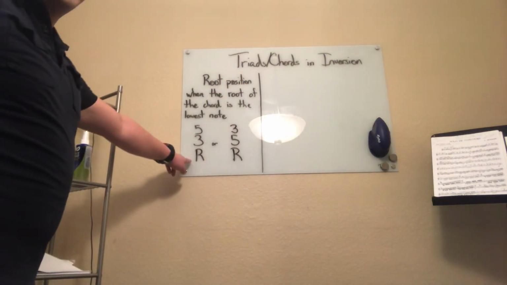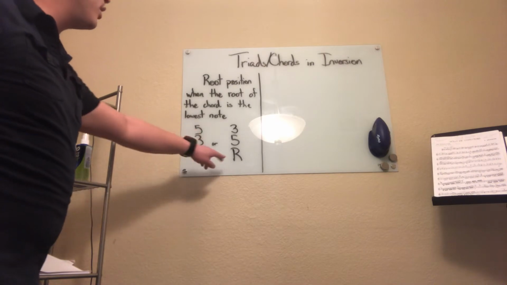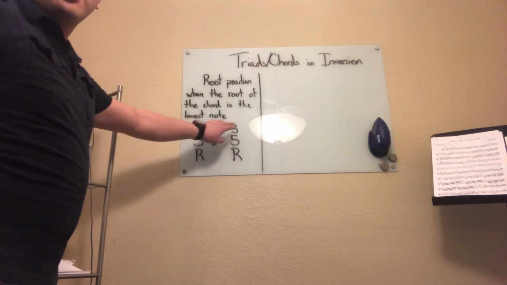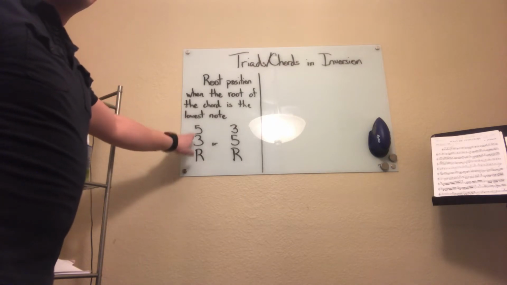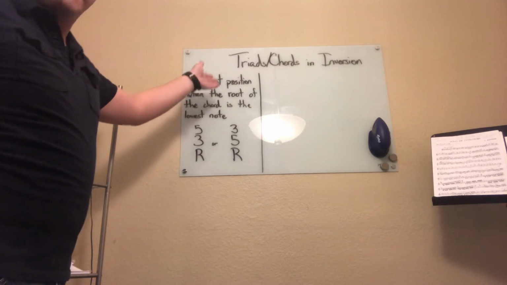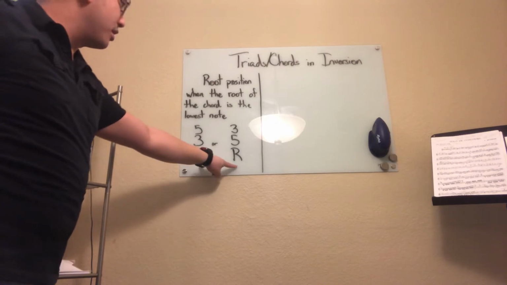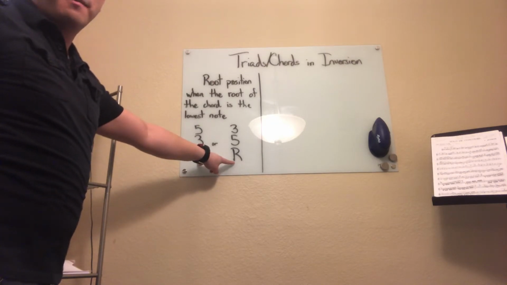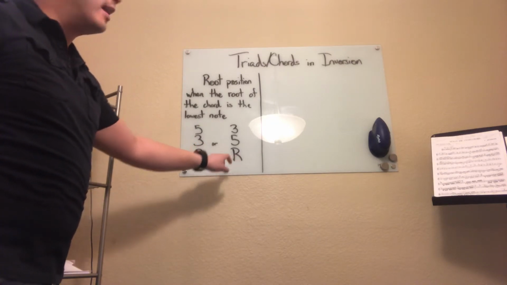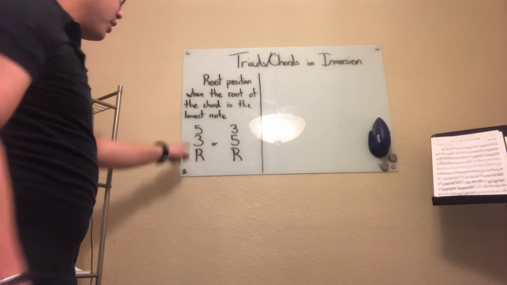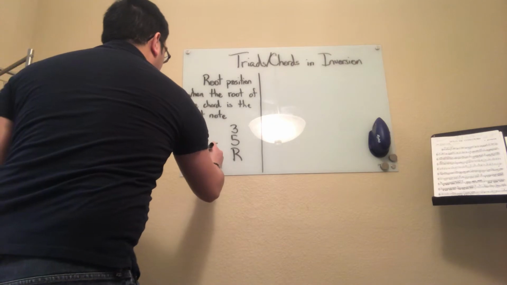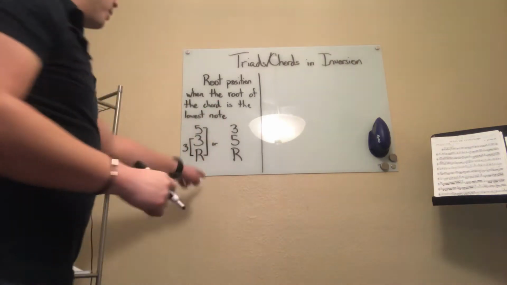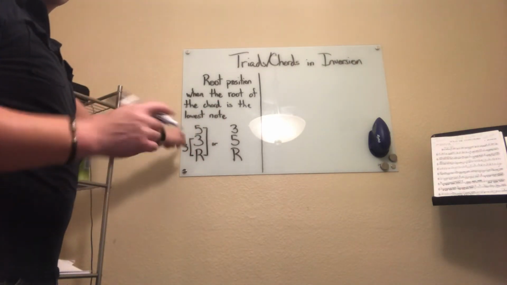You can have root, third, fifth, or you can have root, fifth, third. The notes above don't really matter. The note that really matters to classify the inversion is the lowest note. So as long as the root is the lowest note, you're fine. The interval from root to third is going to be a third. The interval from the root to the fifth is a fifth.